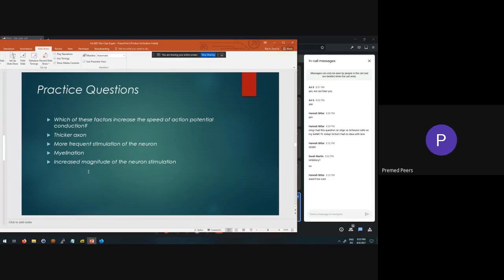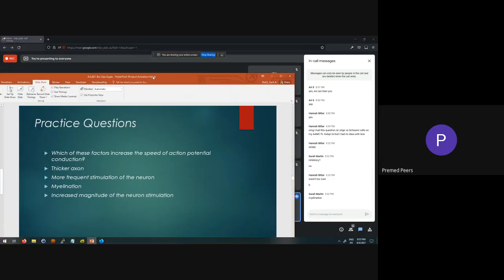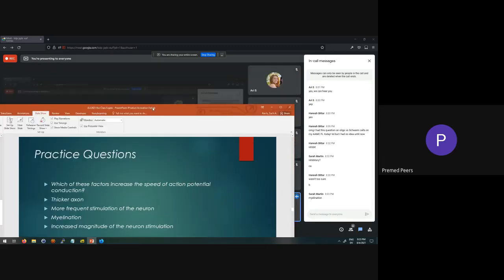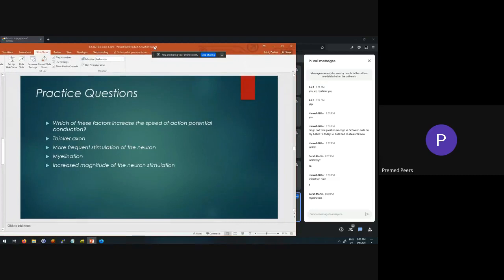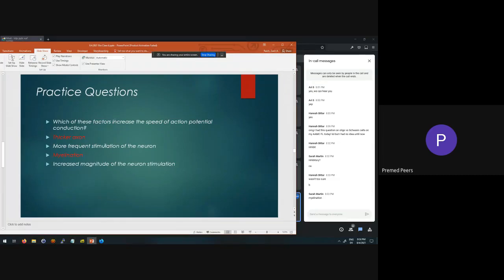There are multiple answers for this one. Which of these factors would increase the speed of action potential conduction? I have a B. Anyone else? Remember, there are multiple answers. Myelination. Let's see. A thicker axon, that wasn't in the slides, but I briefly mentioned it. So yes, a thicker axon is faster.